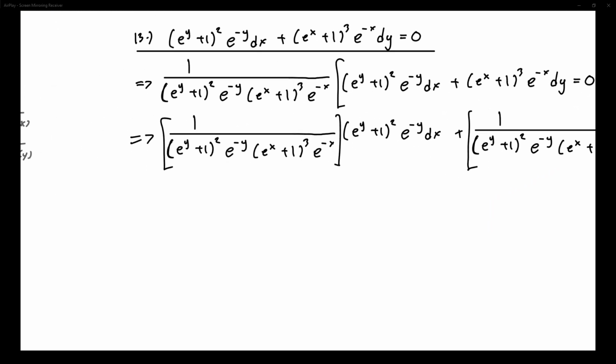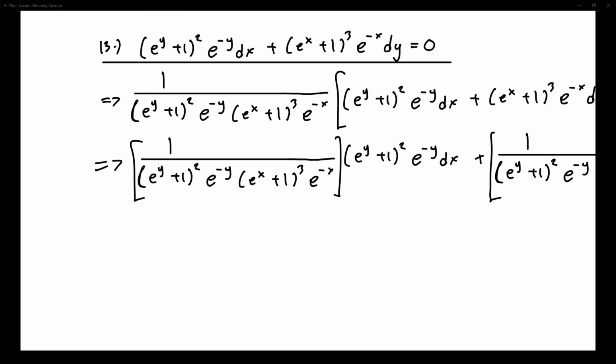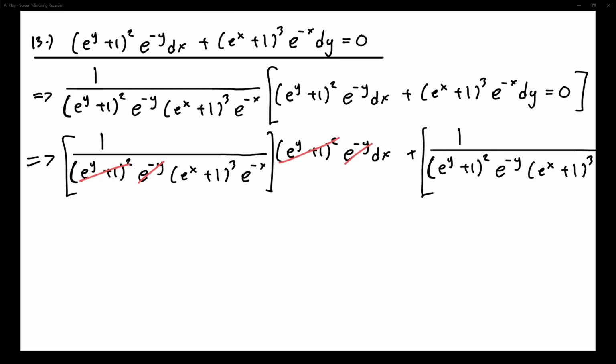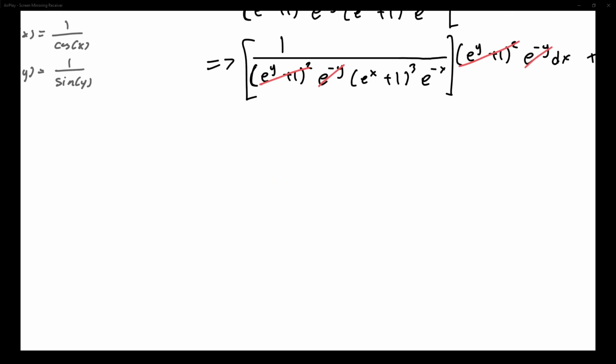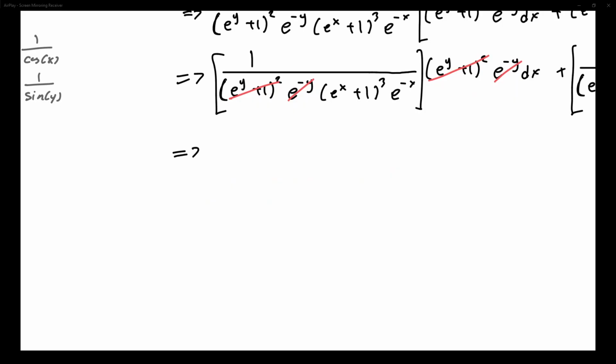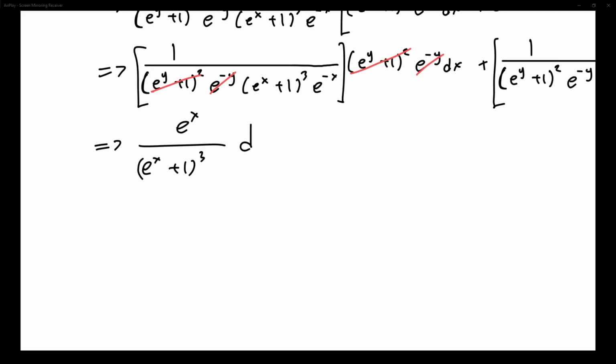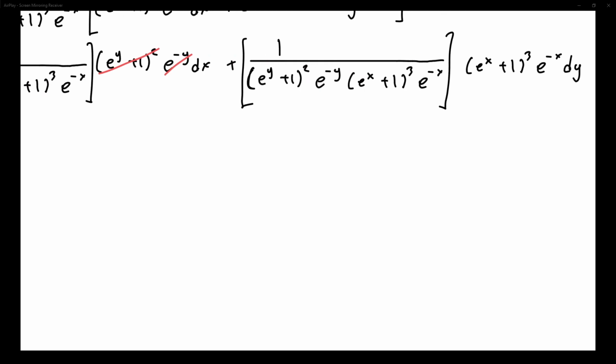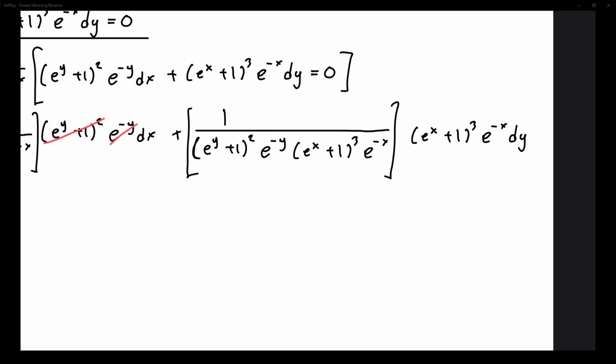And, well, what's going to happen here, this e to the negative y is going to go away here. This whole thing is going to go away here. And what's left over with this term, look at that. You have the x's and the dx. So let's put it just like that. dx over (e to the x plus 1) cubed. Let's put this e to the negative x up top, just because. dx. Okay. And then here, it's the same story.